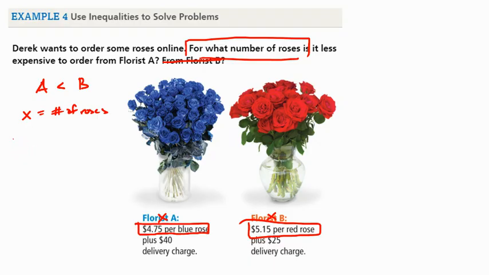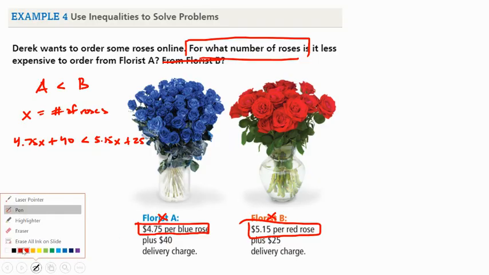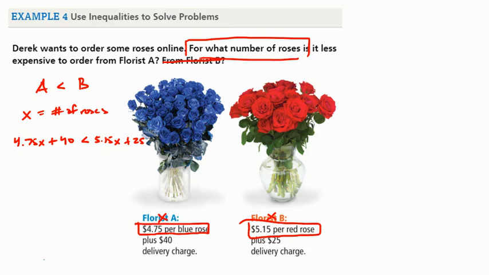So it looks like we're going to take florist A, which is 4.75 per rose, x, add the $40 delivery fee. We want that to be less than the $5.15 per rose of red plus the $25 delivery fee. So there's our inequality. I'm going to solve this in green. I don't have any distribution here. Here's the inequality.